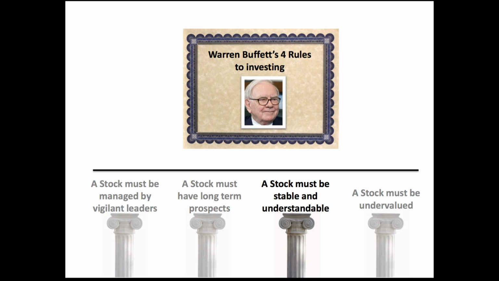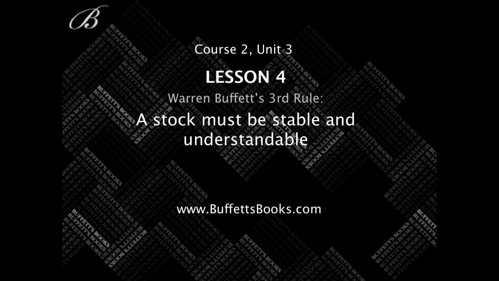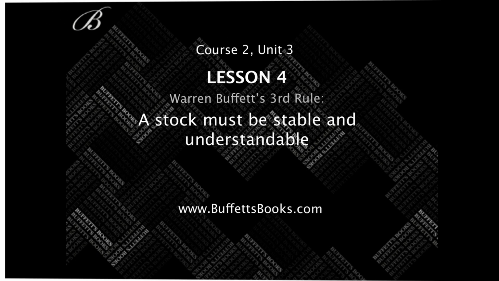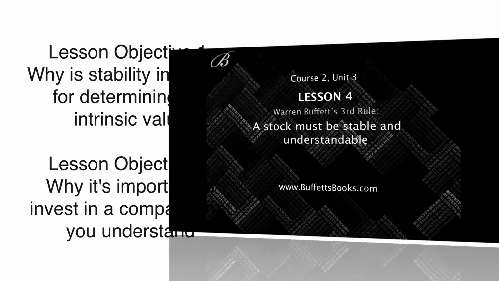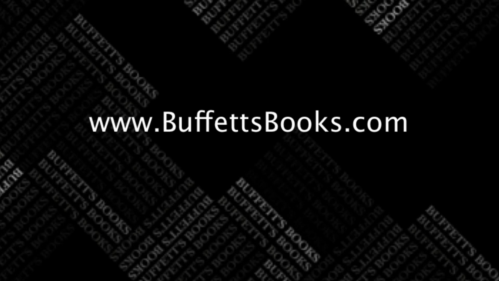So the next lesson, we're going to talk about how a stock must be undervalued. We're going to be finally figuring out the intrinsic value of a business using the Buffett's Books calculator. So this concludes Course 2, Unit 3, Lesson 4, Warren Buffett's third rule, a stock must be stable and understandable. We learned why stability is important for determining the intrinsic value, and we learned why it was important to invest in a company that you understand. So I really look forward to seeing you guys in the next lesson where we figure out the intrinsic value of a company.